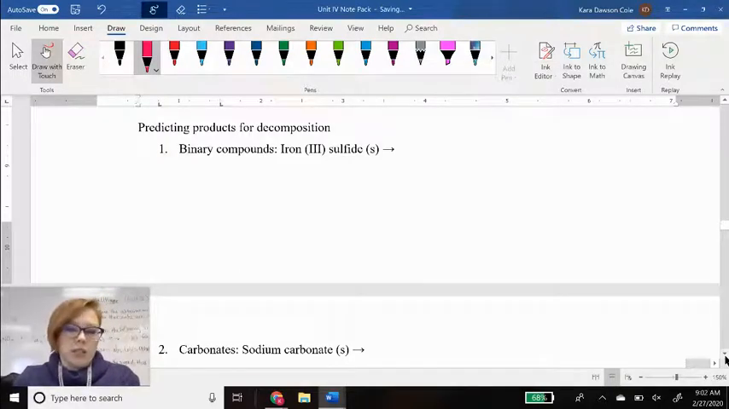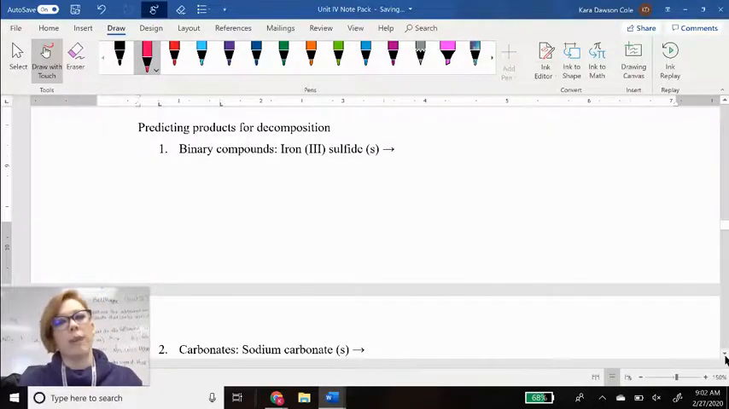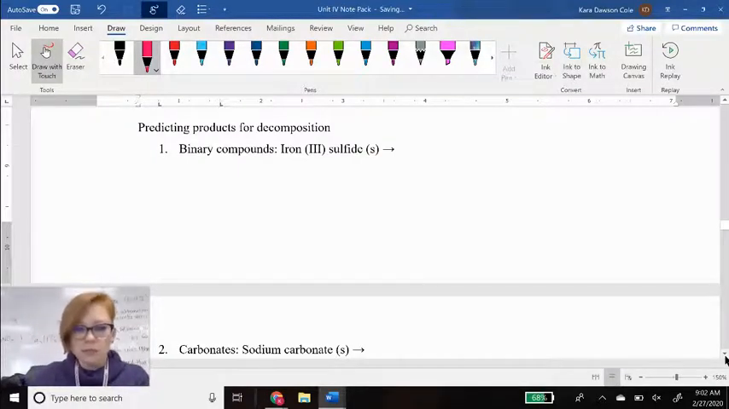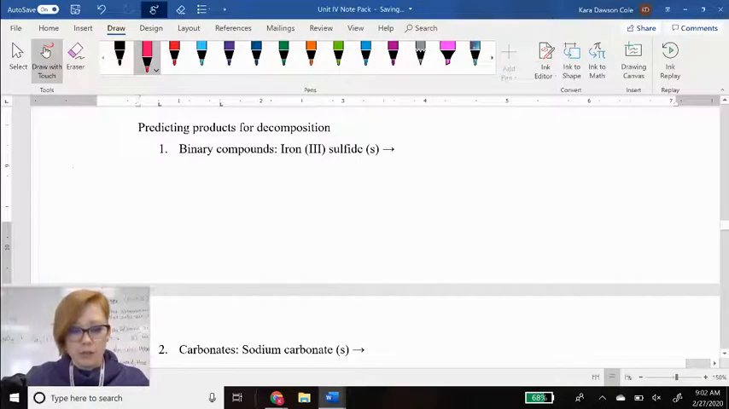Predicting products for decomposition. As I stated before, you have three types of decomposition that you have to memorize. There are actually more types of decomposition, but we don't go into those. So we just do the three: binary compounds, carbonates, and chlorates. Those are the three that you need to know. So I've got iron 2 sulfide, and I need to figure out what it's going to break up into.